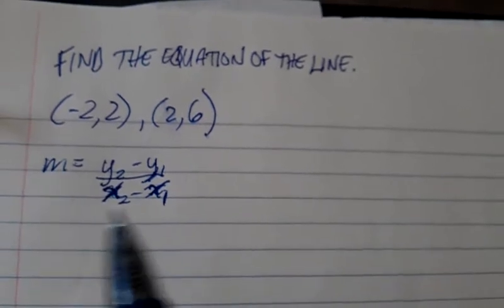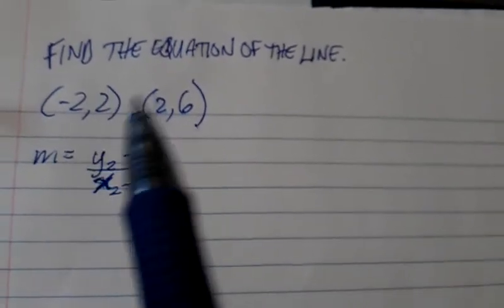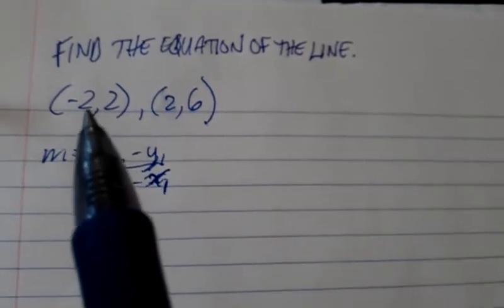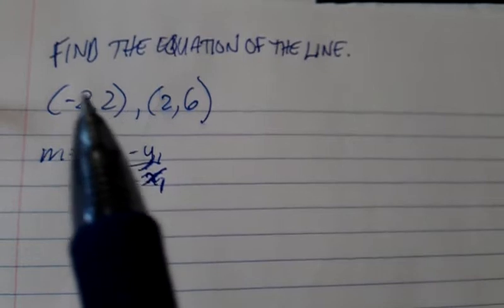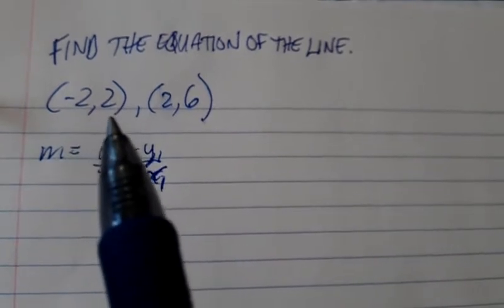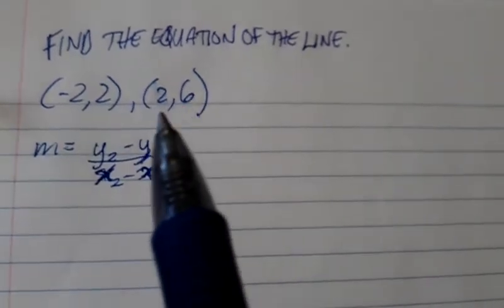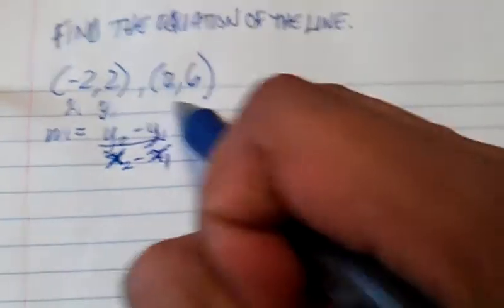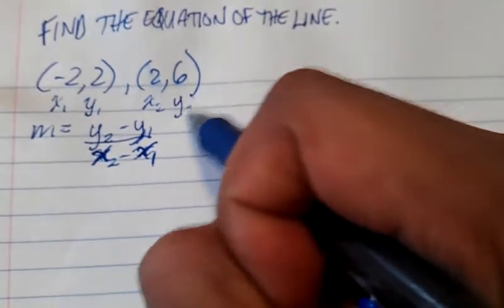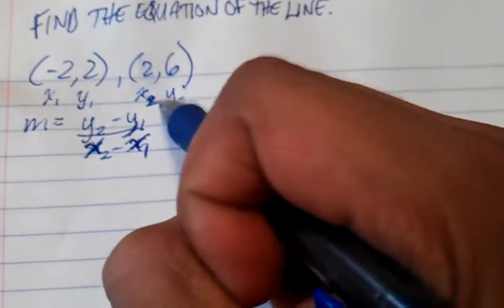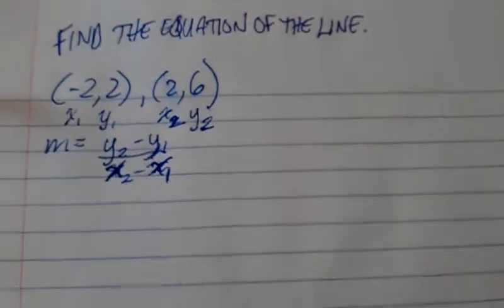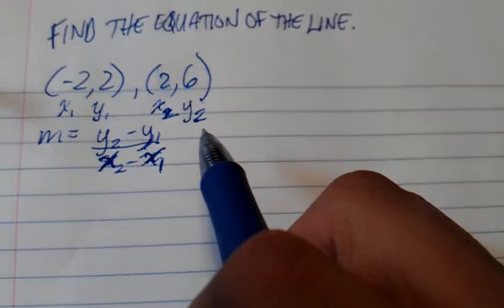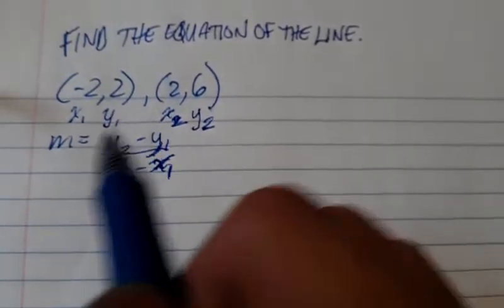After we find the slope, we're going to use one of these 2 points to solve the equation of the line. Alright, so the first thing I'm going to do is go ahead and label negative 2 and 2 as x1 and y1. And then 2 and 6 I will label x2 and y2. It's not very necessary to label these as x1, y1, x2, y2, but it helps a lot, especially if you're just doing this for the first time.